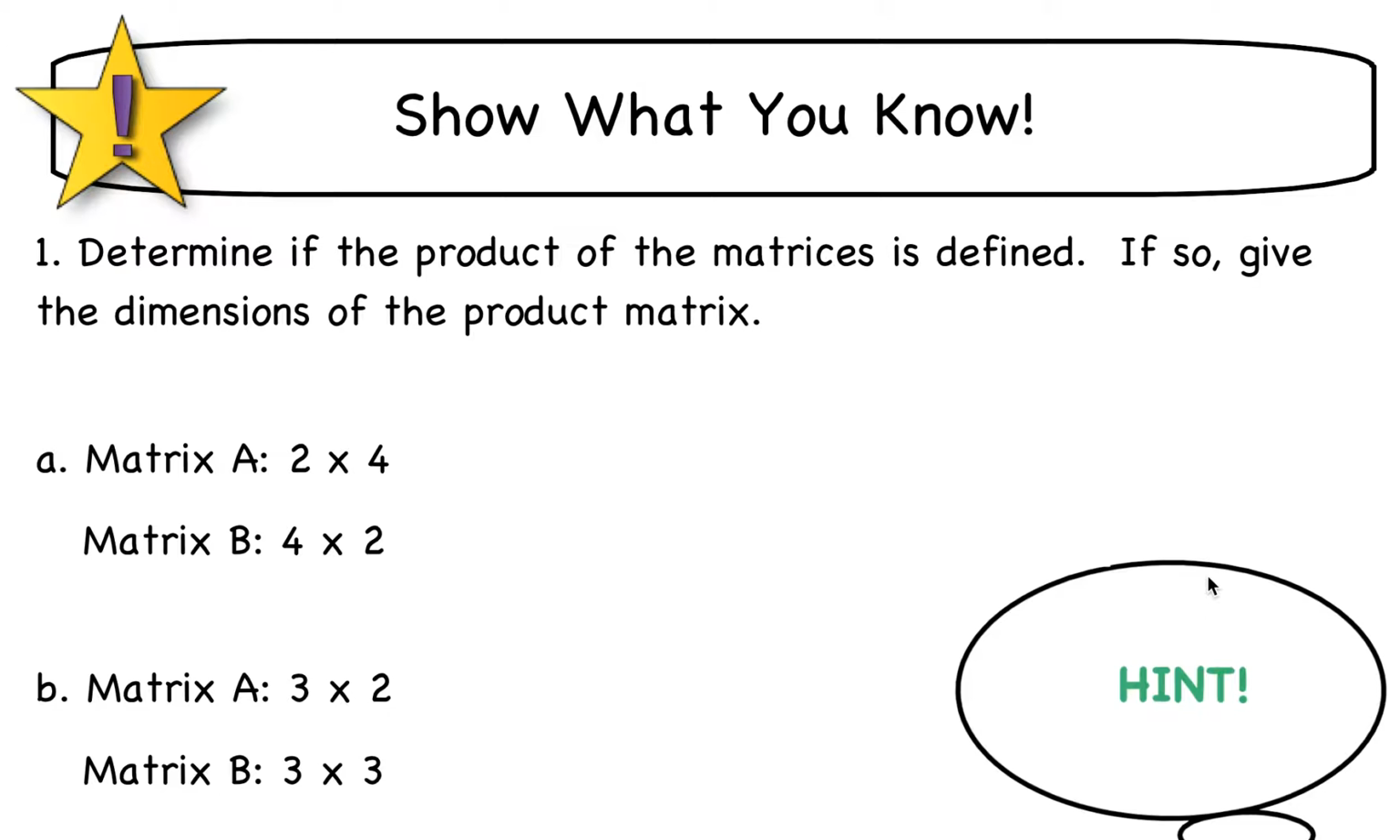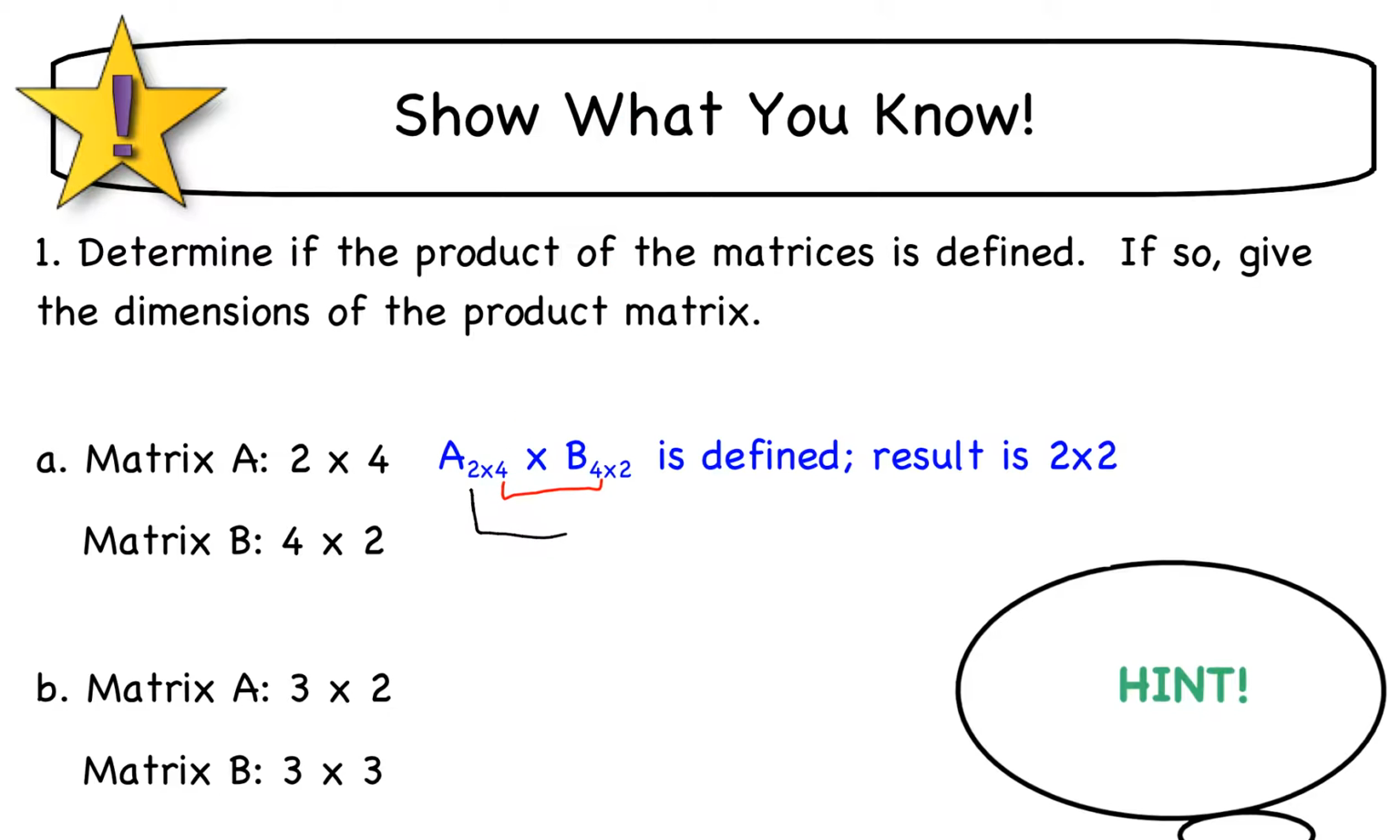This is a good slide to show you what I was referring to. It says determine if the product of the matrices is defined, and if so give the dimensions of the product matrix. Let's say we have matrix A whose dimensions are 2 by 4. Remember, it's rows by columns. And matrix B is 4 by 2. Is the product A times B defined? Well, A is a 2 by 4, B is a 4 by 2. The way to tell whether or not you can multiply them: if these two inside numbers match, then the product is defined, and the dimensions of the new product matrix are the outside dimensions that are left. So it's a 2 by 2 matrix.